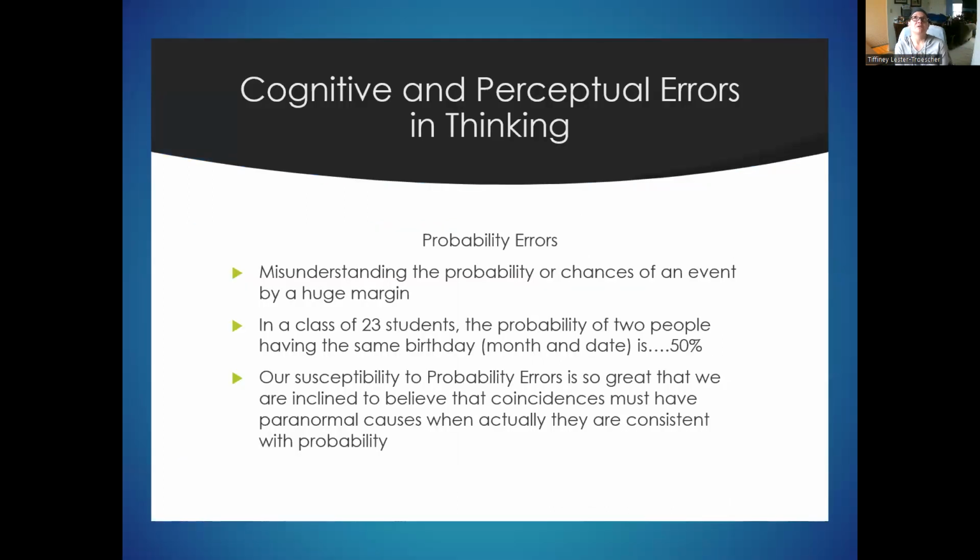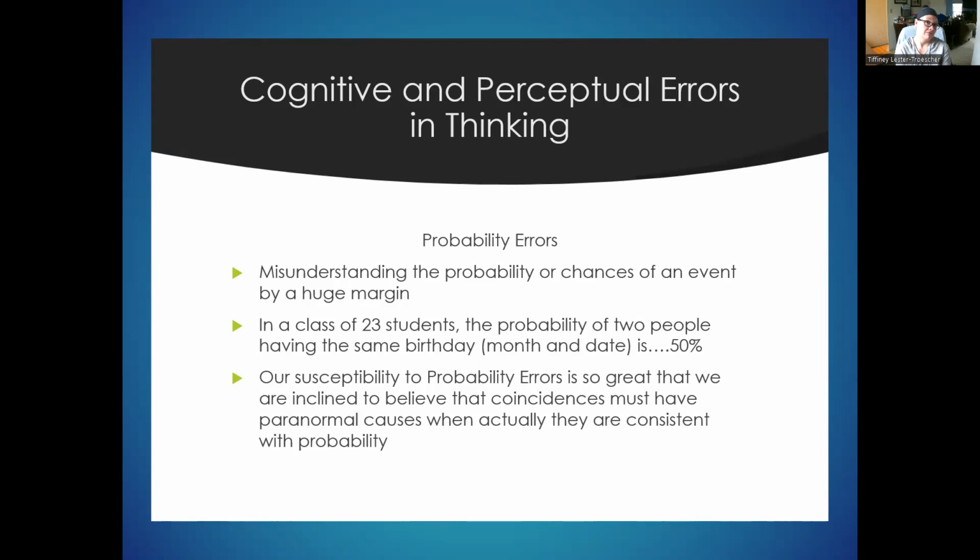We also are prone to probability errors. We're awful with probabilities. We really are. A probability error is a misunderstanding of the probability or chances of an event by a huge margin. So for instance, if you're in class with 22 other students, there's 23 students in class total, the probability of two people having the same birthday, month and date, not year necessarily, month and date, the probability of two people having the same birthday, 50%. There is a 50% chance that someone else in that room of 22 other students will have the same birth date as you.